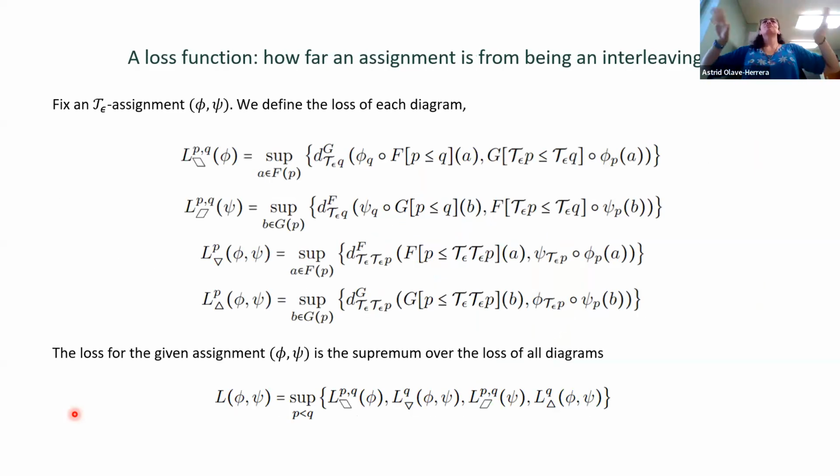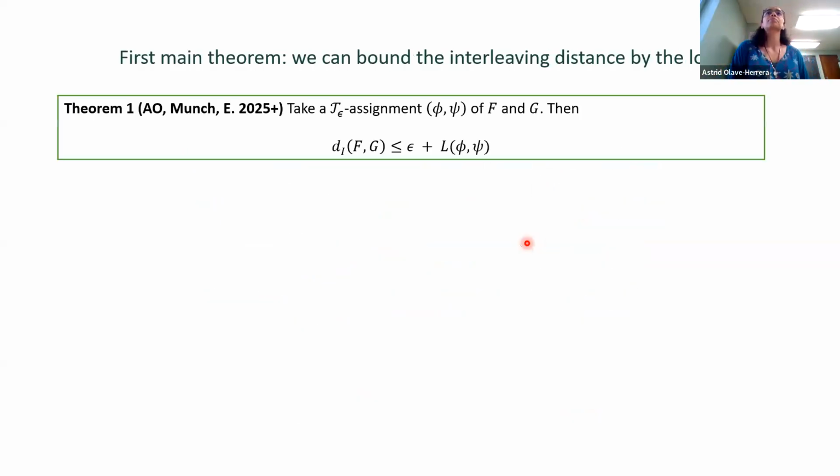So now we do the same thing for all the diagrams. We fix a T epsilon assignment, and we do the same for all the 4 diagrams that I showed you at the beginning. And now we say the loss of the overall assignment is the supremum over all the losses over all the diagrams. So the loss here on the bottom is defined as the sup over all the pairs of elements P, Q inside the poset of the loss over all diagrams. There can be a lot. If you have infinite elements, then you have infinite diagrams, but we can define it theoretically. It's okay. We don't have bounds in the theoretical land.